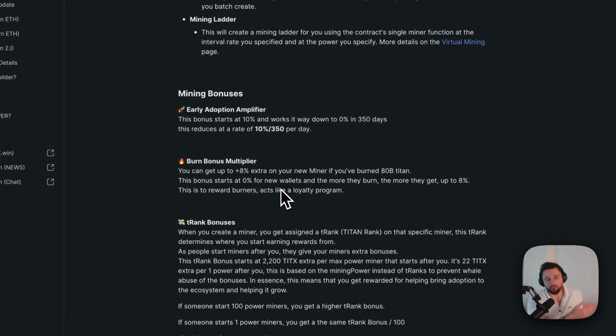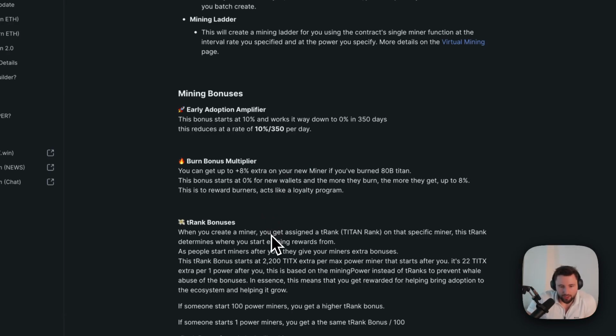So if you've burned up to 80 billion Titan, for example, in one project, 100 projects, whatever you want to do, you get more on your next mint. So this 8%, for example, it's 8% extra at 80 billion Titan. But if you've only burned 10 billion Titan, you get 1%, right? So it moves linearly.